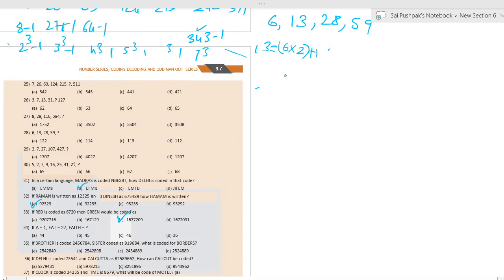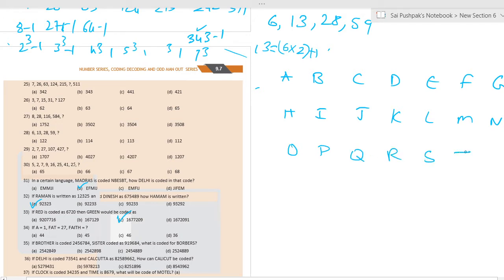34th question. So they say in 34th question they have asked us that A is 1, FAT is equal to 27. Okay. So if A is equal to 1, what will be B? C will be 3, D will be 4, like that.